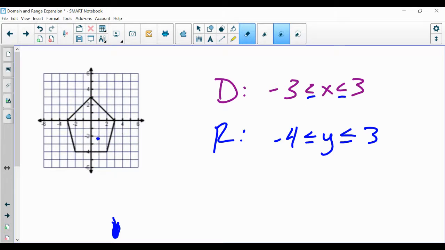You'll notice I changed those to or equal to's. It does exist at -3, and it does exist at 3 in the x's, so that's why I changed those to less than or equal to's. Similarly, this graph does achieve -4, and it does achieve +3, so they would be less than or equal to's.